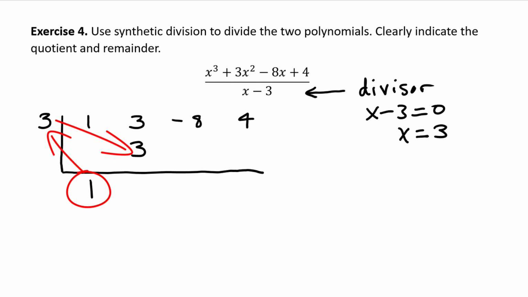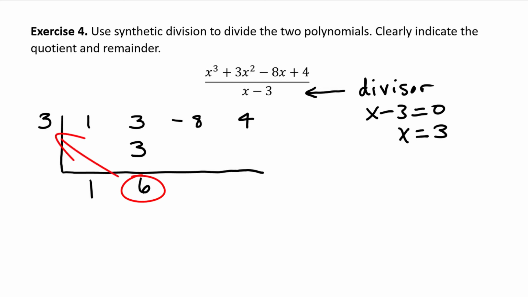And so now you have 3 and 3. Add. So 3 plus 3 is 6. Repeat that. Take the 6 now and multiply it to the 3 of the divisor. So 6 times 3 is positive 18. Put that number right under the coefficient of negative 8. Add. Negative 8 plus 18 is 10.